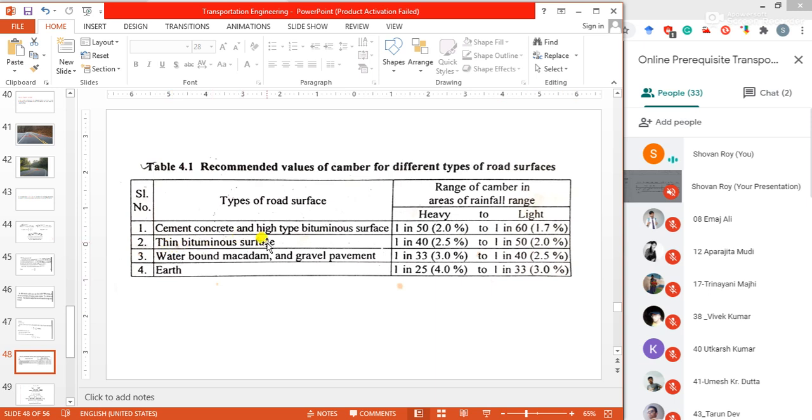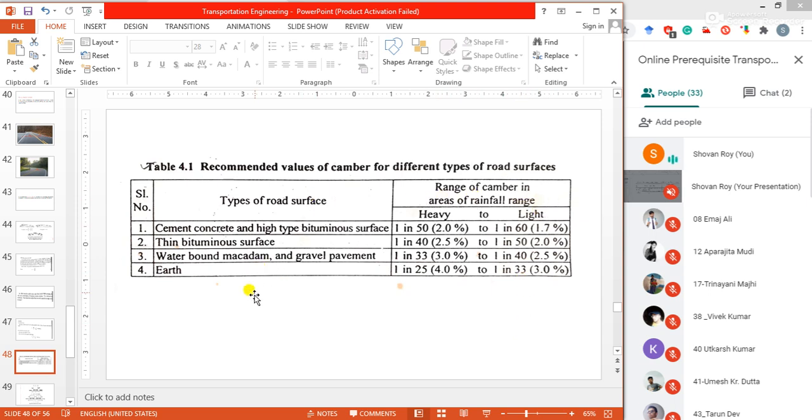For thin bituminous surface, for heavy rainfall it is 1 in 40, and for light rainfall 1 in 50. For waterbound macadam and gravel pavement, the camber in heavy rainfall is 1 in 33 and in light rainfall it is 1 in 40. For earthen road, for heavy rainfall 1 in 25, and for light rainfall 1 in 33.